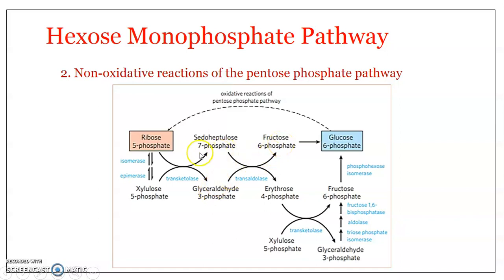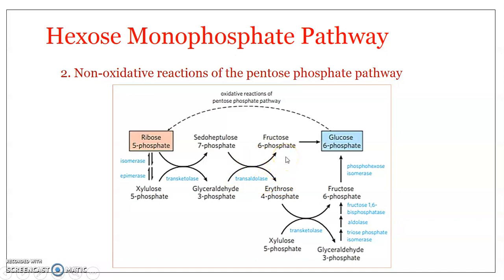So what happens is the 3-carbon dihydroxy compound is transferred from sedoheptulose 7-phosphate onto glyceraldehyde 3-phosphate and results in the formation of erythrose 4-phosphate and fructose 6-phosphate. Sedoheptulose 7-phosphate becomes erythrose 4-phosphate, and glyceraldehyde 3-phosphate becomes fructose 6-phosphate. The whole reaction is catalyzed by the enzyme transaldolase.